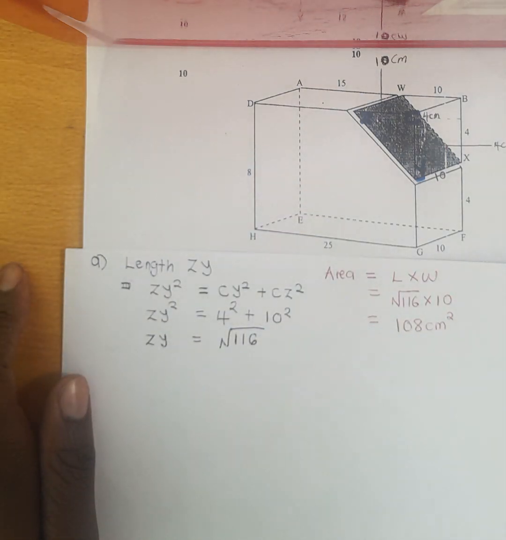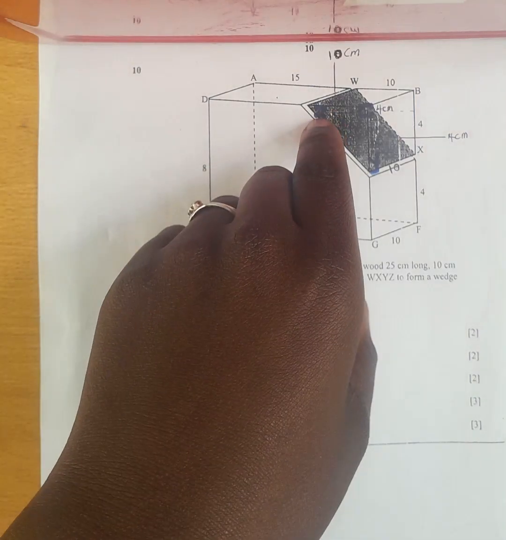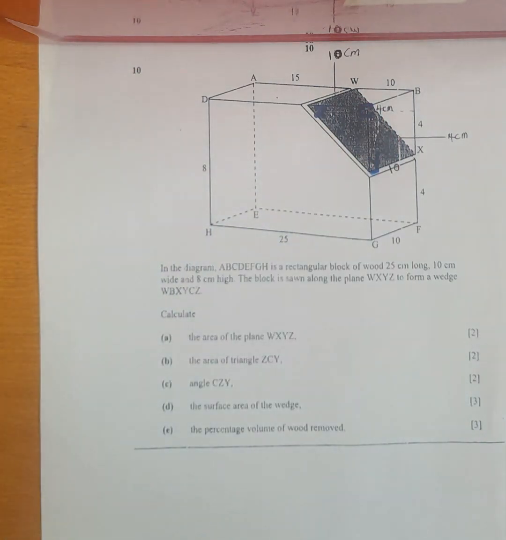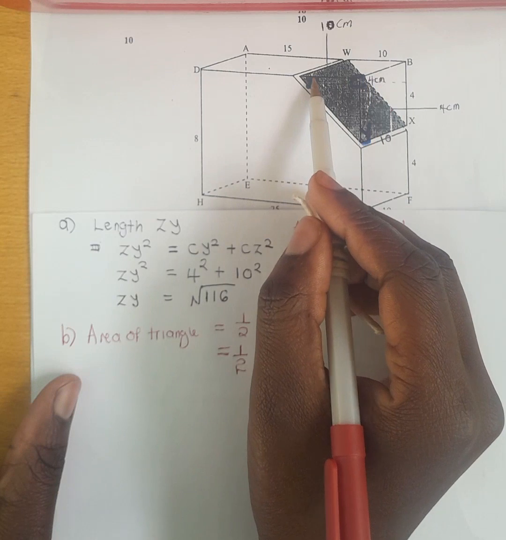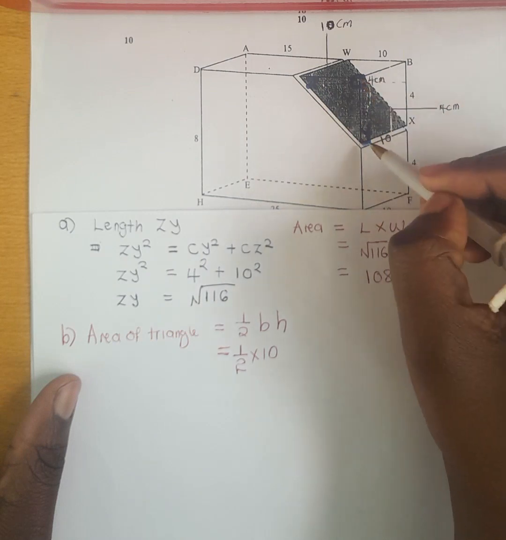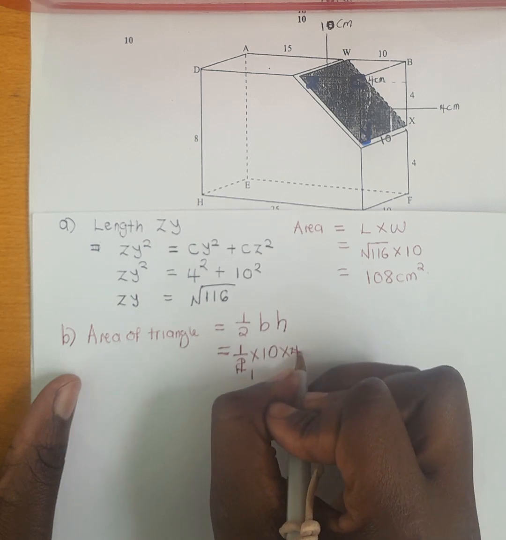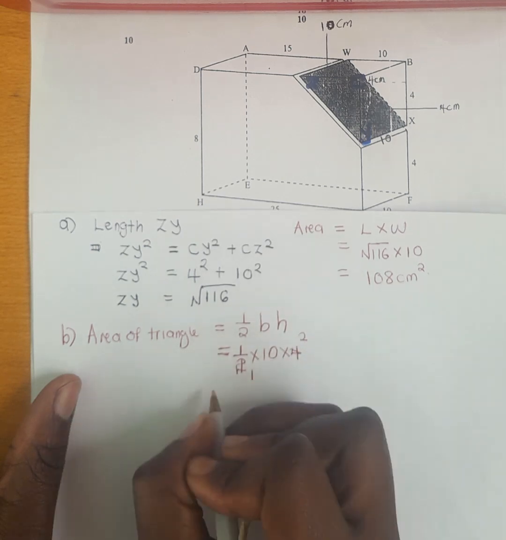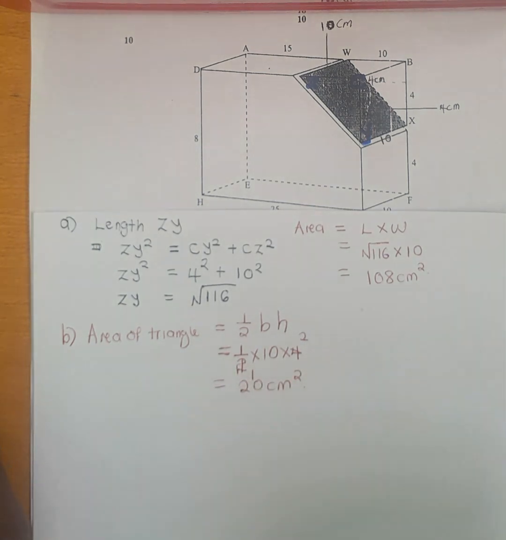Let's move on to part B. In part B, we want to find the area of triangle ZCY. So the area of a triangle is half base times height. So our base is CZ, which is equal to 10 centimeters. And our height is CY, which is equal to 4 centimeters. 2 into 2, 1. 2 into 4, 2. 10 times 2 is equal to 20 square centimeters. That is all about part B. Let's move on to part C.